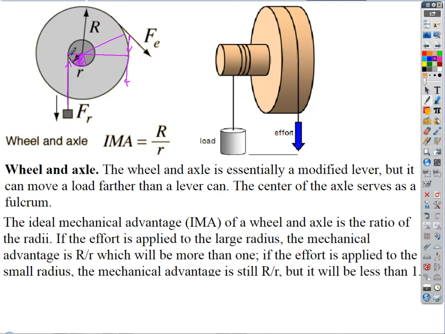Okay, so then finding the ideal mechanical advantage of a wheel and axle is really simple, right? It's the same thing effectively as it was with levers. Didn't we say that the ideal mechanical advantage would just be the input distance, which is going to be the effort arm, divided by the output distance, which is the load arm, right? Well, in this case, what does that become?